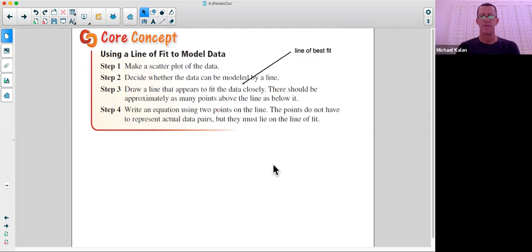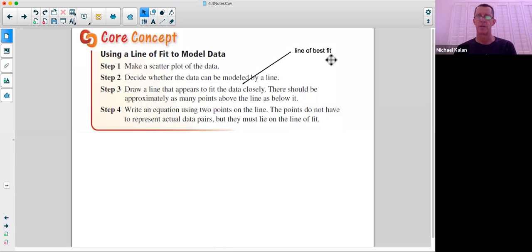So, using a line of fit to model data. This is just kind of a summary of what we just went through. Step 1: make a scatter plot of the data, right? Plot your points. Step 2: decide whether data can be modeled by a line, right? If it's a positive or negative correlation, it means you can draw in a line that appears to fit the data closely. We call that the line of best fit. Remember that. Learn it. Love it.